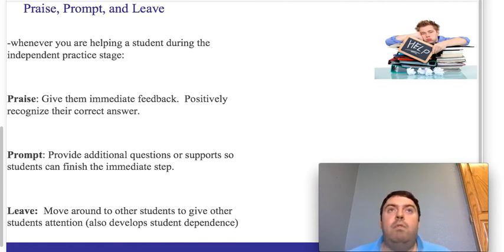You need to be moving around. So you want to praise them, get them focused and build up their self-esteem, prompt them, give them guided questions to come to the answer on their own and to start making progress. And then you want to leave that one student and move on and help another student. You can still come back to that student that was struggling, but you want to make sure that you're letting that student become independent while also recognizing that other students are valuable as well.